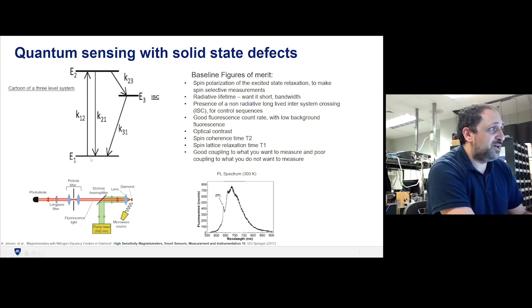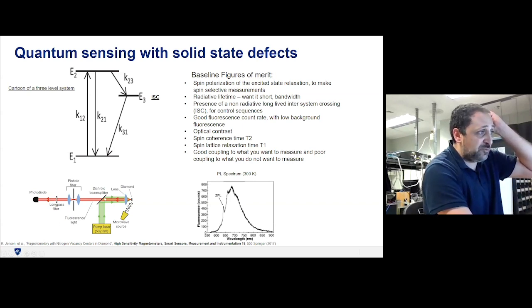And so then when you pump with a certain color of light, here you have a beam splitter that reflects shorter wavelength, higher energy light, but it transmits longer wavelength. So here we're pumping with green light a piece of diamond. Over here, that's a lens to focus in on it. And then it's emitting the red light.